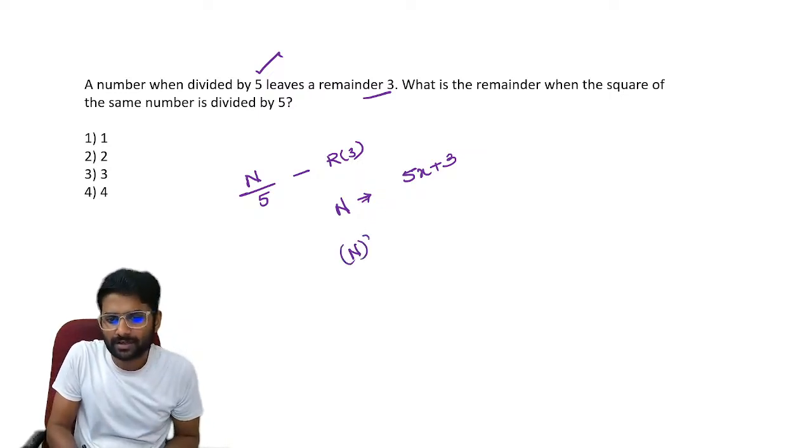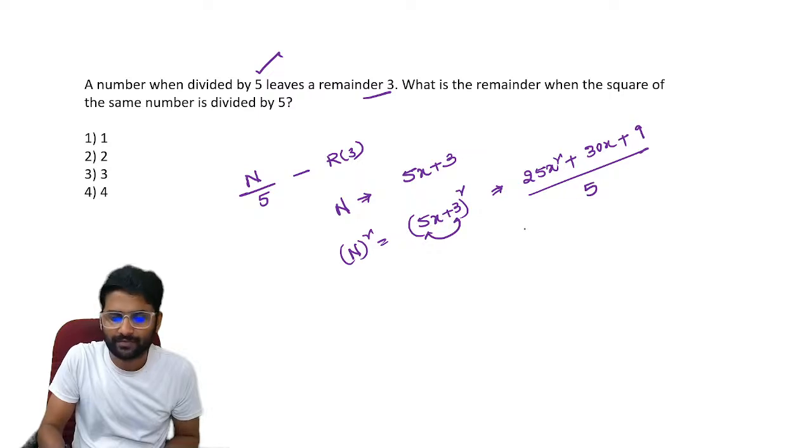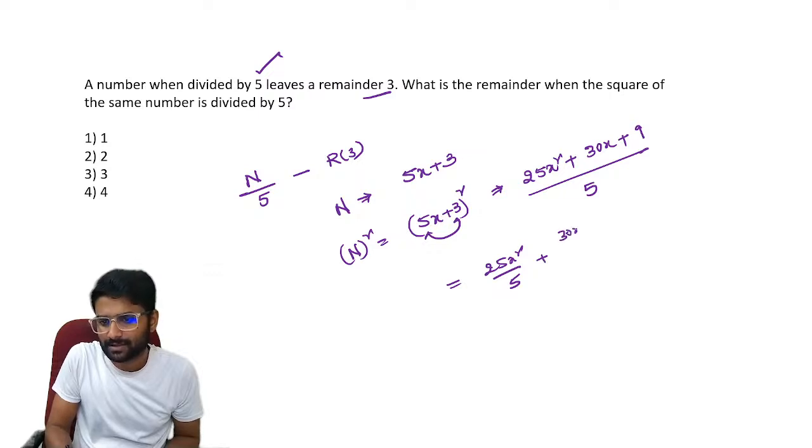Now, square of that number means (5x plus 3) whole square. (5x plus 3) whole square is equal to 25x square, and 2ab, that is 2 into 5 into 3, is 30x, and 3 square is 9. We are going to divide this entire number by 5. What is the remainder? Now 25x square by 5, just separate in this way, 30x by 5, and 9 by 5.